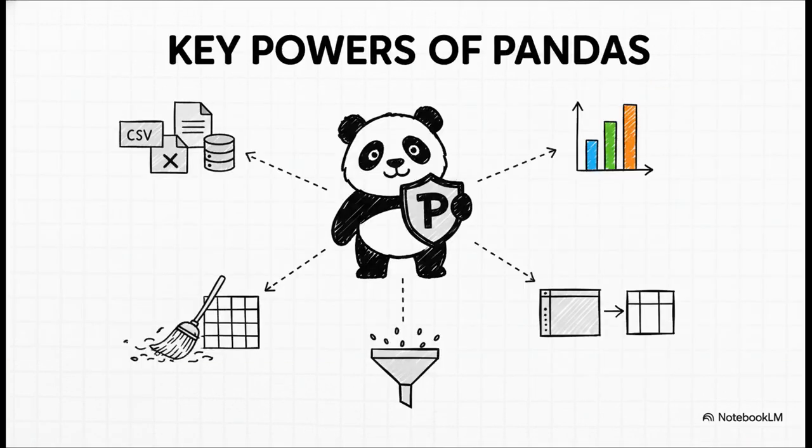I mean, just look at how versatile this is. You can pull in data from almost any source, CSVs, Excel files, databases, often with just a single line of code. And since data is never perfect, Pandas gives you these elegant ways to handle missing values and get rid of duplicates. You can slice, dice, and filter your data any way you want, and even merge different datasets together, kind of like you would with SQL.